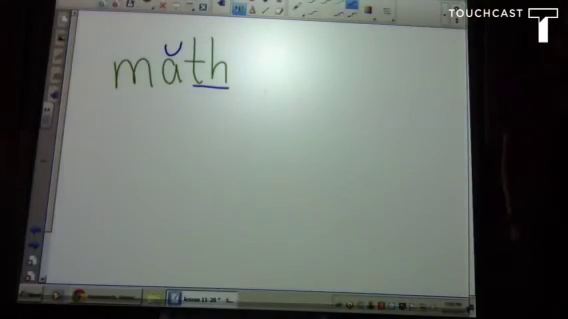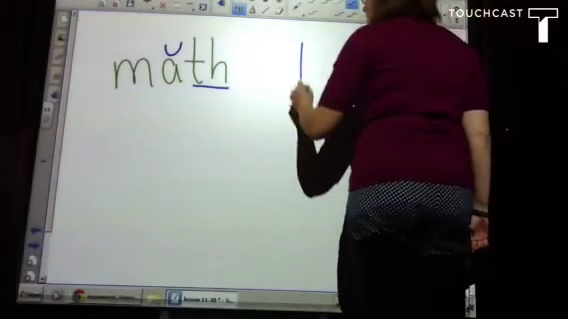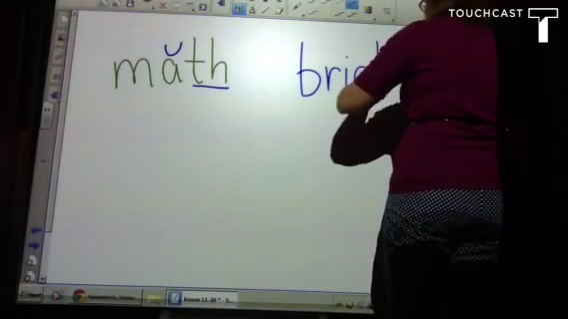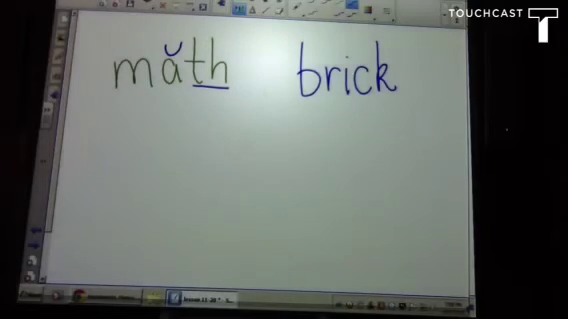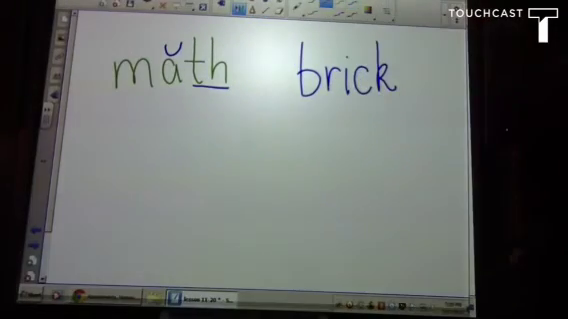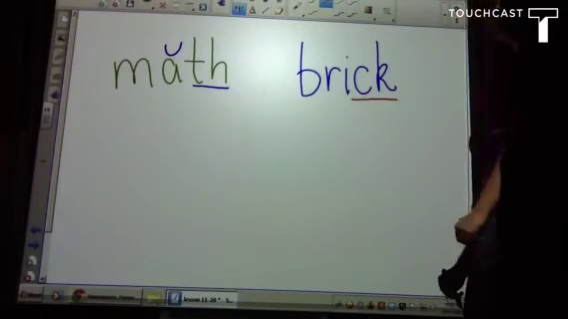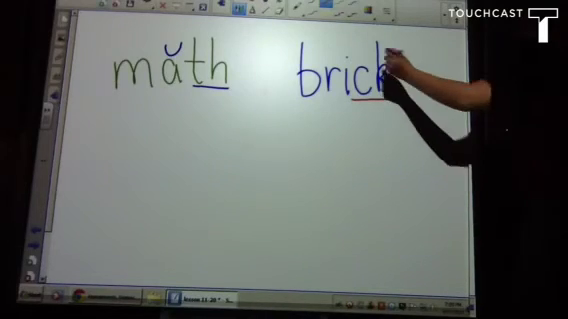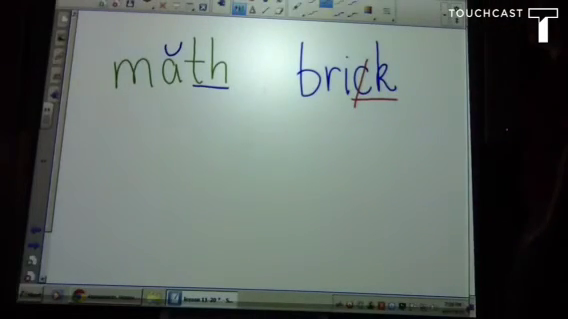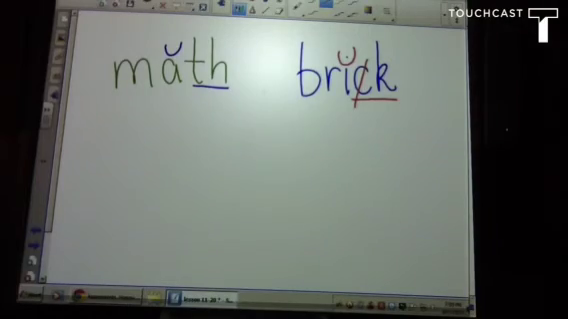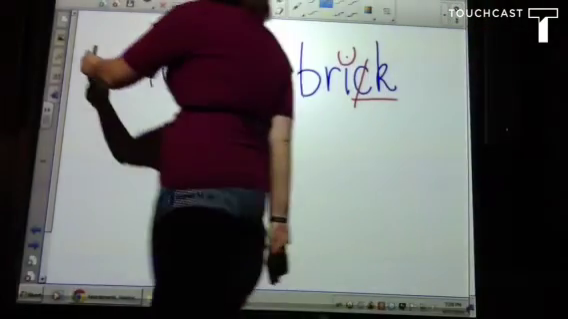Very good. Let's try this word. What am I going to do? You underline the digraph, which is CK. And you'll have to cross out the C because it's silent. Good. And you'll have to code the I with a breve. Yeah. Okay.